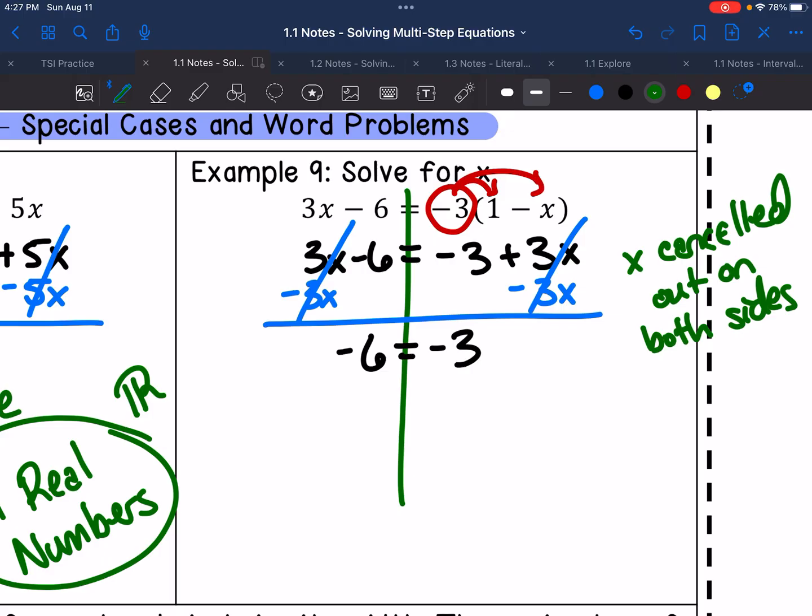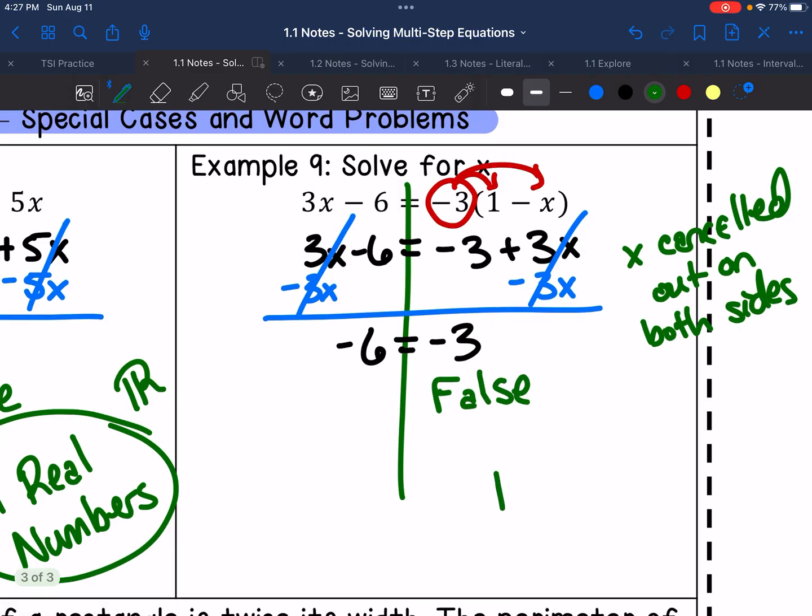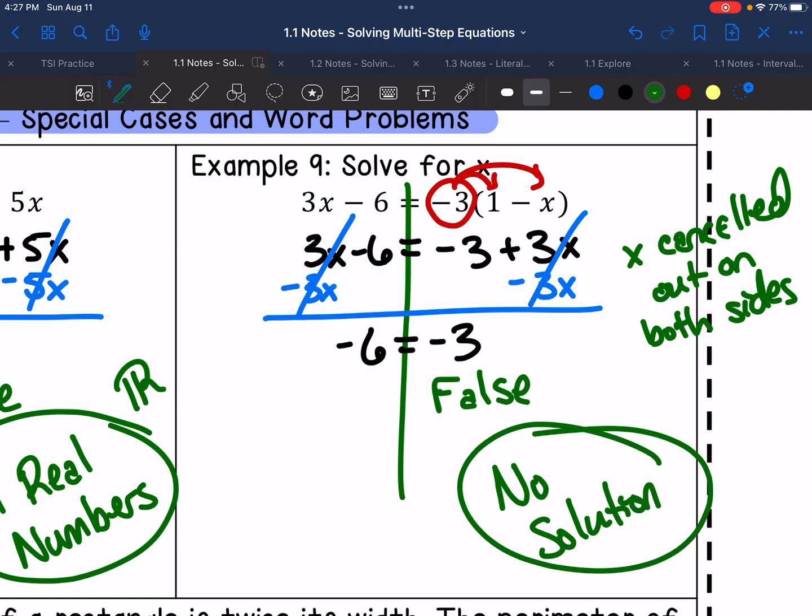All right, so I've got to ask myself if this is true or false. Negative 6 does not equal negative 3, so this is false. And so when it's false, my solution is going to be no solution. All right, there is no value of x that would work with this problem. It doesn't matter what I put in there. Nothing is ever going to work. This is kind of like a broken equation. It'll never be equal. And so we say no solution.